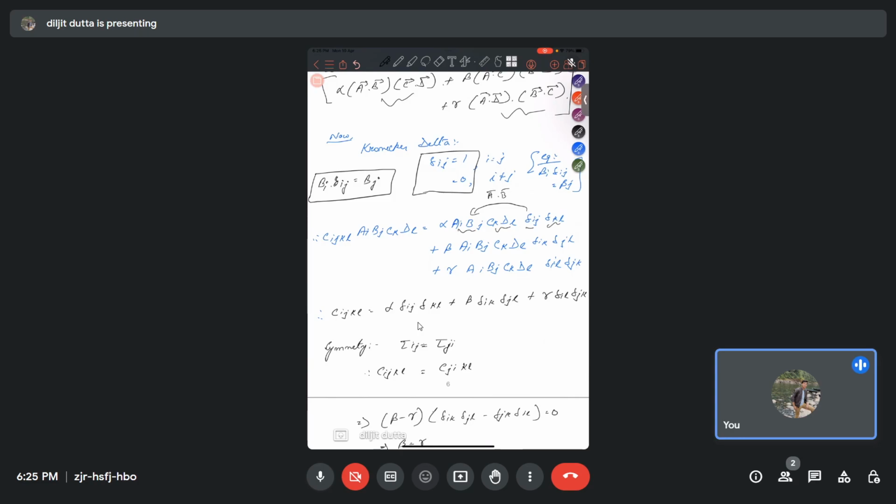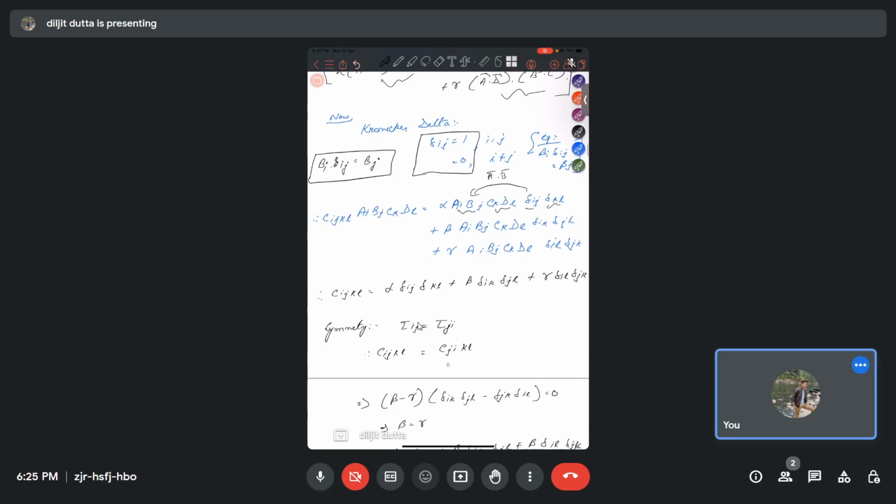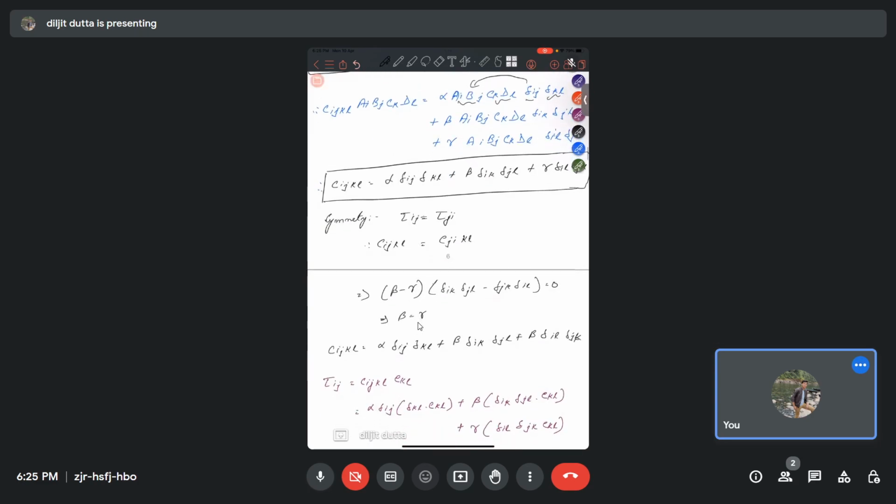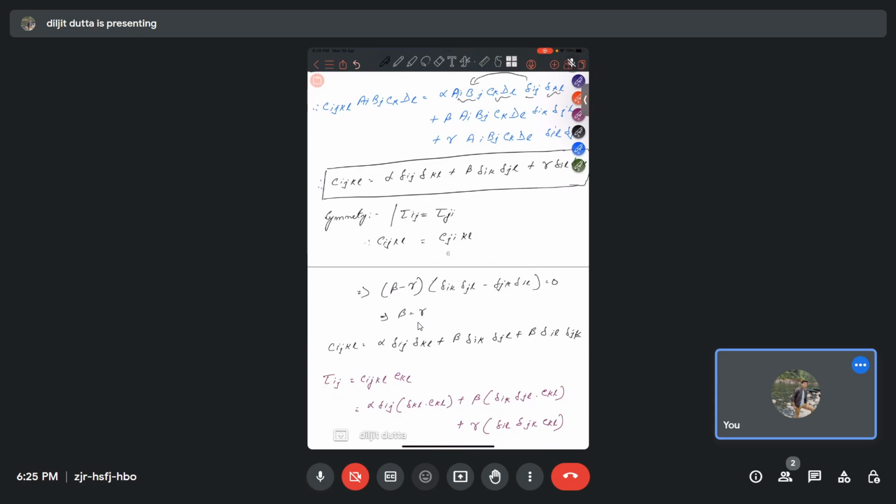Similarly, we expand all the terms. Now we can cancel a_i b_j c_k d_l from both sides. So C_ijkl, that is the tensor, is given by alpha into delta ij delta kl plus beta into delta ik delta jl plus gamma into delta il into delta jk. Now we consider one more factor, that is symmetry, that tau ij is equal to tau ji. In that case, we can write C_ijkl is equal to C_jikl.